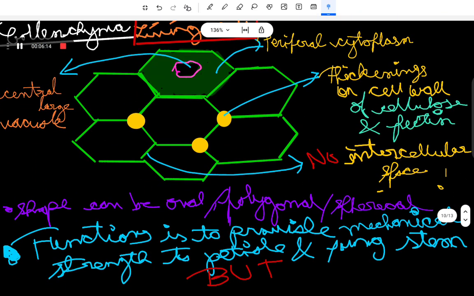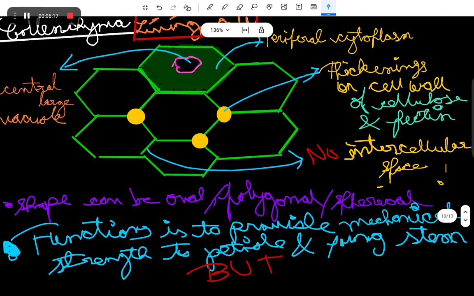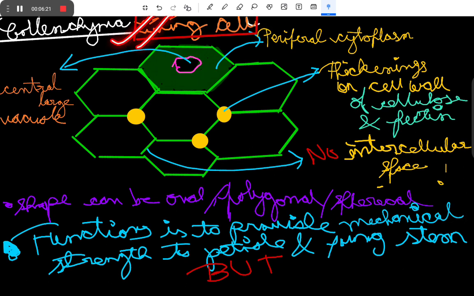Now, here comes the collenchyma. Collenchyma cells are also living cells. You need to know this. They are hexagonal actually. Their shape can be oval, spherical or polygonal, as I've shown you, just like the parenchymatous cells.